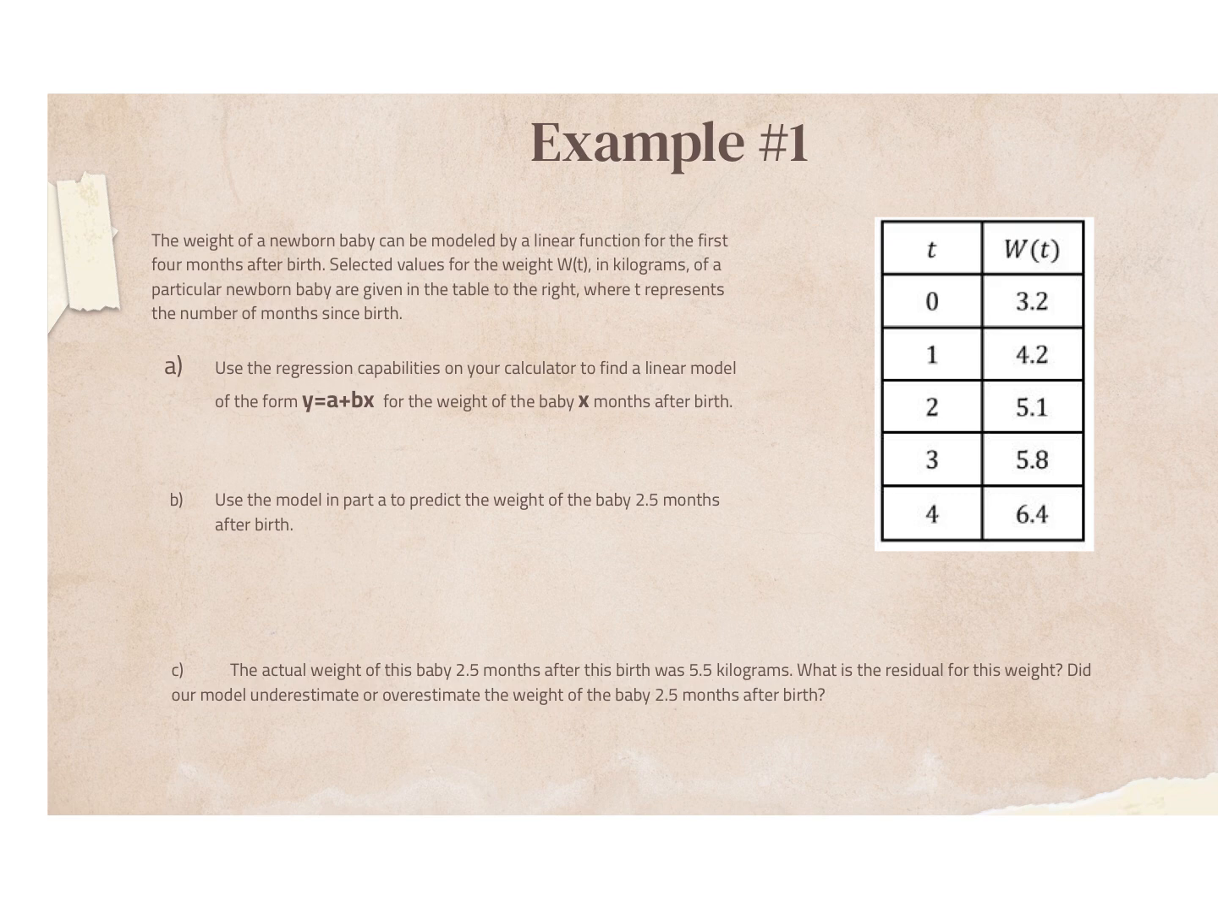So now we're going to take a look at some examples. In this first example, we have the scenario that a weight of a newborn baby can be modeled by a linear function for the first 4 months after birth. Selected values of the weight, W of t in kilograms, of a particular newborn baby are given in the table to the right, where t represents the number of months since birth. Using the table, the first thing that we're going to do is find a linear regression model.